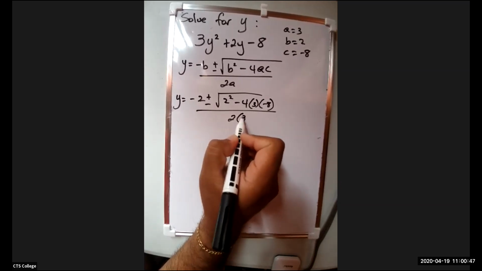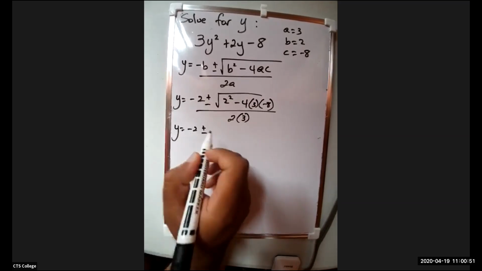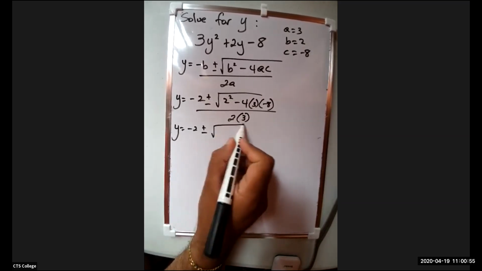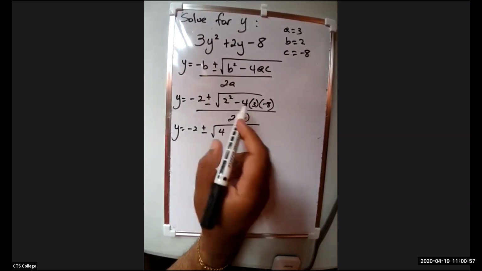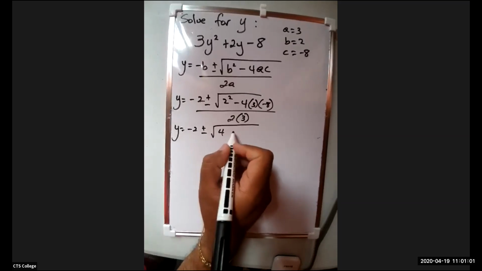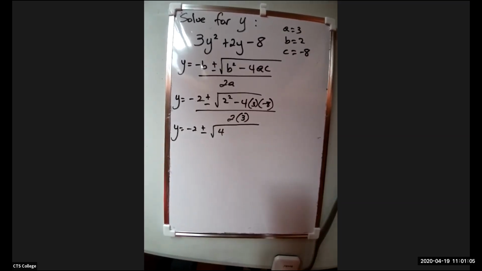2a, which is 6. So y is equal to minus 2 plus or minus the square root of 2 squared is 4, 4 3s are 12, 12 by 8 is, of course, a minus and a minus is a plus, right? Yes, folks?